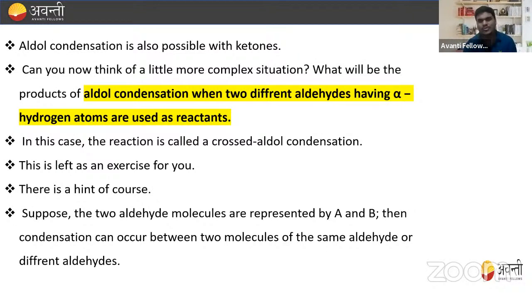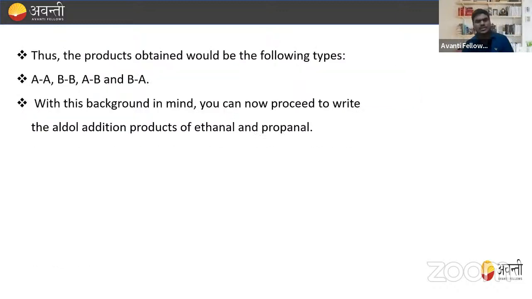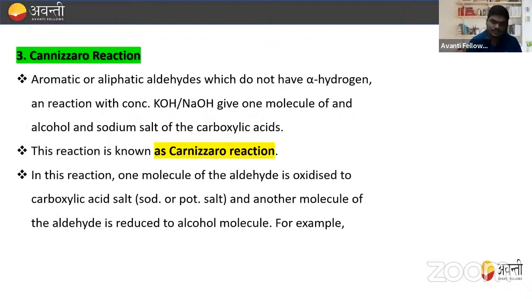Can you think of a little more complex situation? What will be the product of aldol condensation when two different aldehydes having alpha hydrogen atoms are used? We get four different products, right? In this case, the reaction is called a cross-aldol condensation. This is left for you. So this is how we can work out the products when two different aldehydes, both having alpha hydrogen, are treated. The product obtained will be four products: AA, BB, AB, and BA.